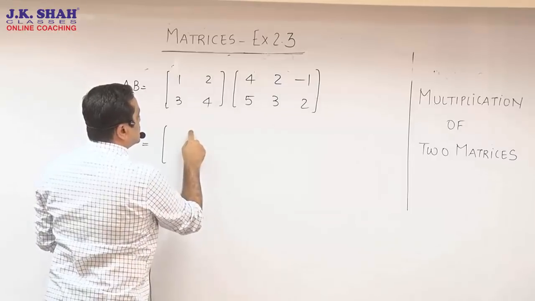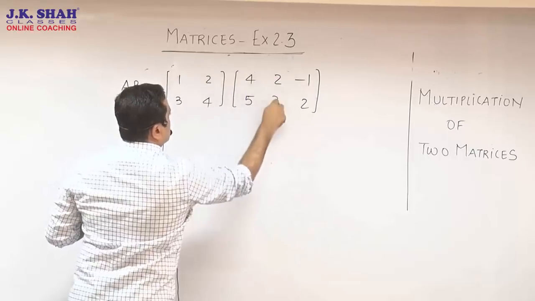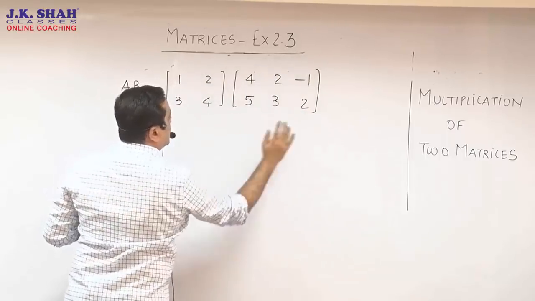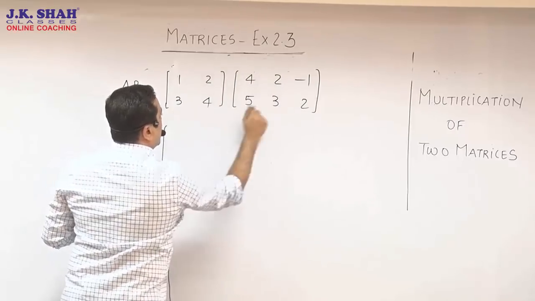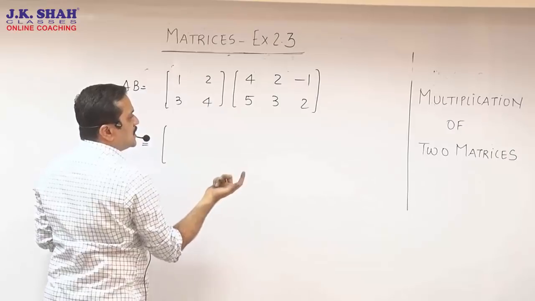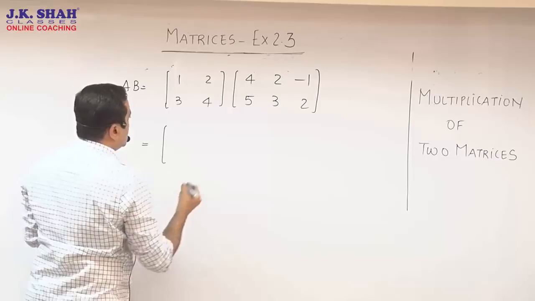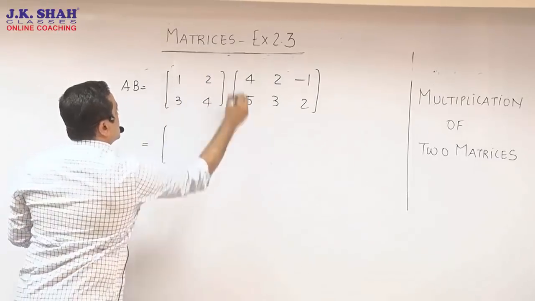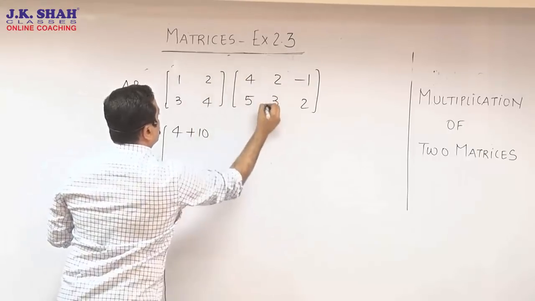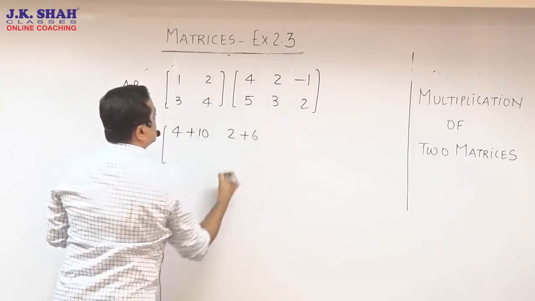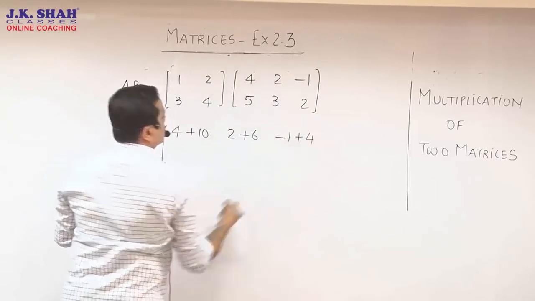It's going to be R1, C1, R1, C2, R1, C3 falling here. Next में क्या होगा? R2, C1, R2, C2, R2, C3. और R into C करें कैसे? You multiply the corresponding elements and do not forget to add that thing. So we start. R1, C1, 4 plus 10. R1, C2, 2 plus 6. R1, C3, -1 plus 4.